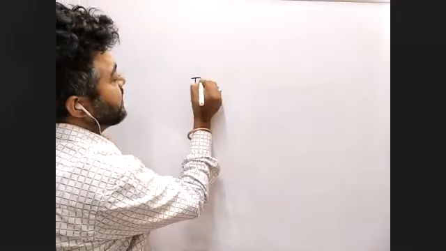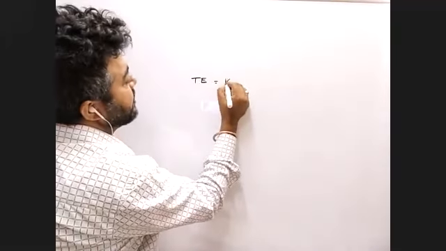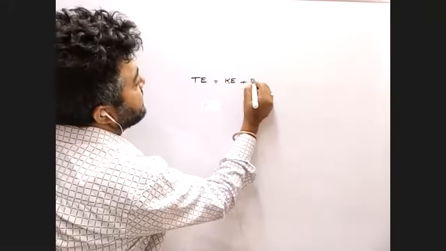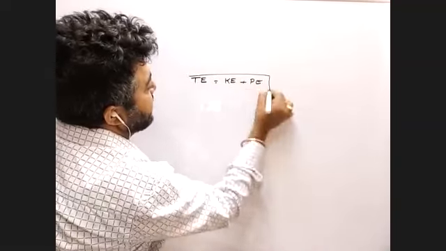Before we start, first of all, energy: the SI unit is joule, the dimension is the same as work done, ML square T minus 2. Yes, it is a scalar quantity. And the total energy is especially of two types: kinetic energy and potential energy. Is it clear to all of you?